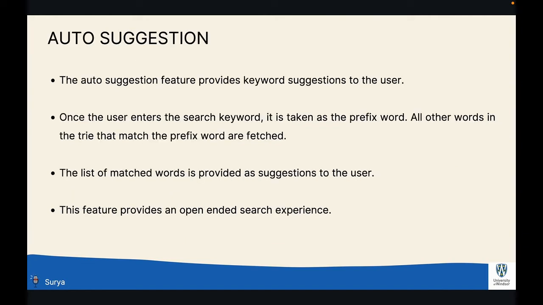The next feature which we have implemented is auto suggestion. The auto suggestion feature provides keyword suggestions to the user. Once the user searches for the keyword, each and every keyword is taken as a prefix word. So all other words which are found similar to the prefix word are fetched from the trie. These matched words are provided to the user. By implementing this feature, we provided an open-ended search experience to the user.